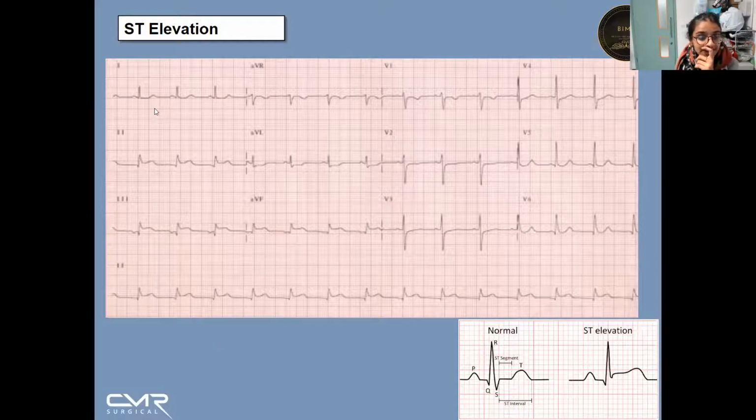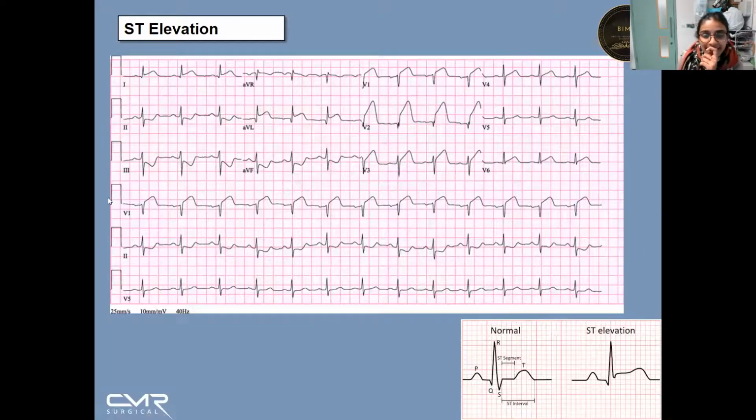So Marge says inferiorly, which is correct, yes. If I can convince you that there's some in lead 2 over here and lead 3 over here, as well as some in AVF. So our inferior leads, really good. And then over here in this ECG, where's the ST elevation?